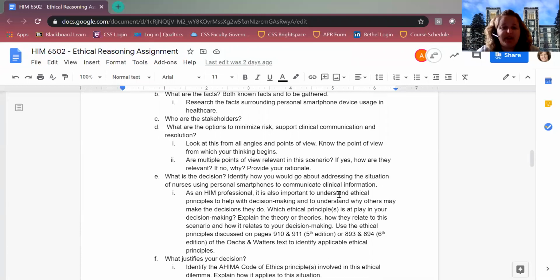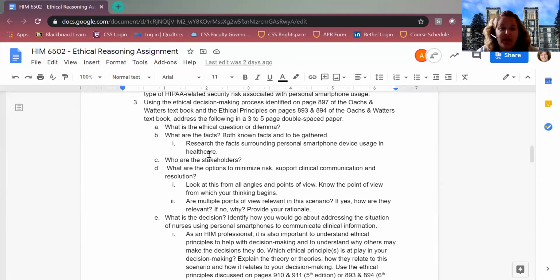So what are the options to minimize risk, support clinical communication, and the resolution of the issue? Here's where you're definitely going to need to do some research in order to understand some of the ways that you can minimize risk with smartphone usage and still support all of the workflows that need to be completed. Again, I made a couple notes here. Make sure that you're looking at this from all angles and points of view. When you're thinking about these stakeholders, what are their points of view and how does that play into this?